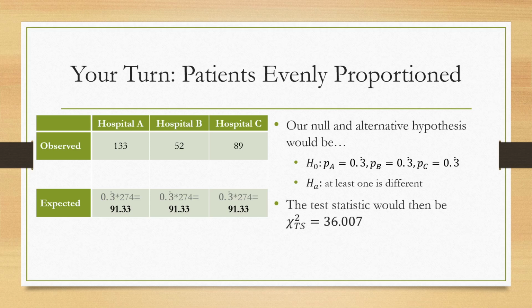Calculating this out, the test statistic is going to work out to be 36.007. When I work out the test statistic, again, I take the observed minus the expected, raise it to the second power, divide by the expected for each one of these hospitals, and then I add it all up.